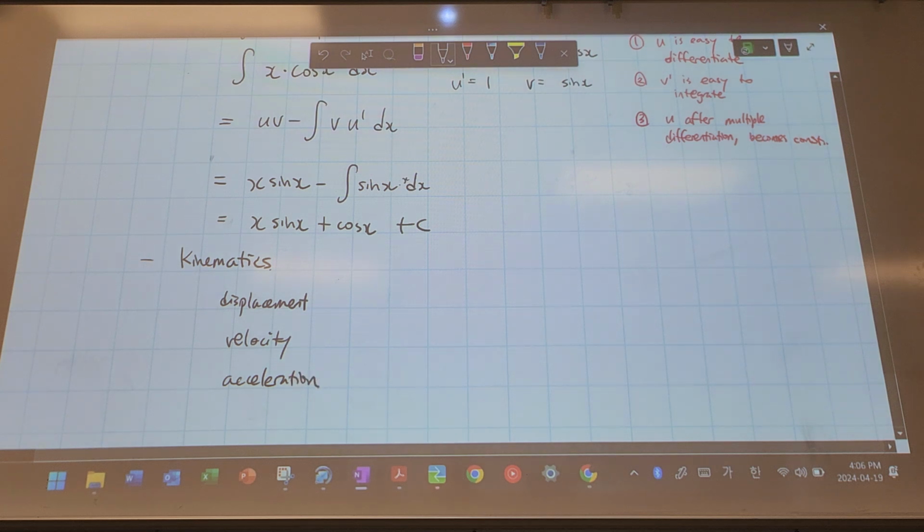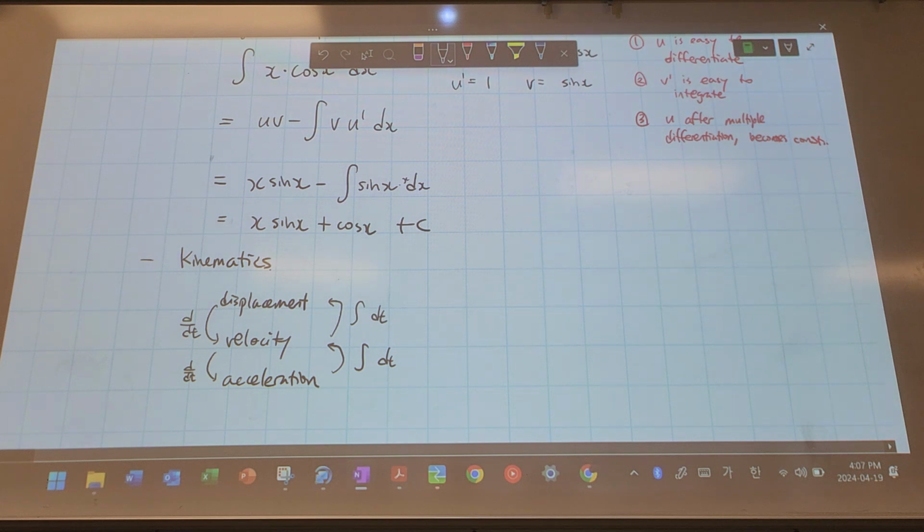From displacement to velocity, as the unit implies, if you differentiate with respect to time, it becomes velocity. Then you differentiate one more time with respect to time, and you get acceleration. What about the other way? If you integrate with respect to dt, then acceleration becomes velocity. Repeat this one more time, integrate with respect to dt, and you get the displacement. So you have a chain going on here: displacement, velocity, acceleration, or acceleration, velocity, displacement.